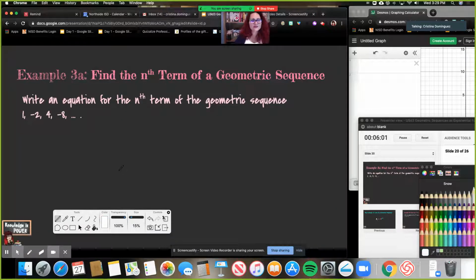Let's look at this example right here. We're going to find the nth term. We want to write an equation for the nth term of the geometric sequence. Let's rewrite what we just had before: a_n is equal to a_1 times r to the power of n minus 1. For the nth term, we don't know what n is. That's going to remain that way.